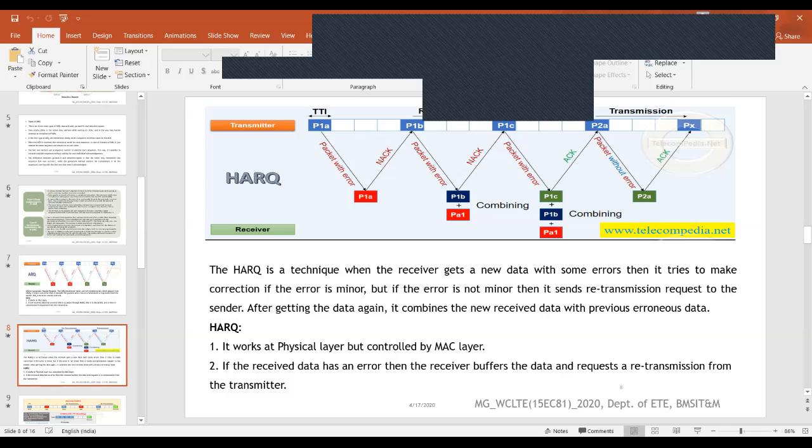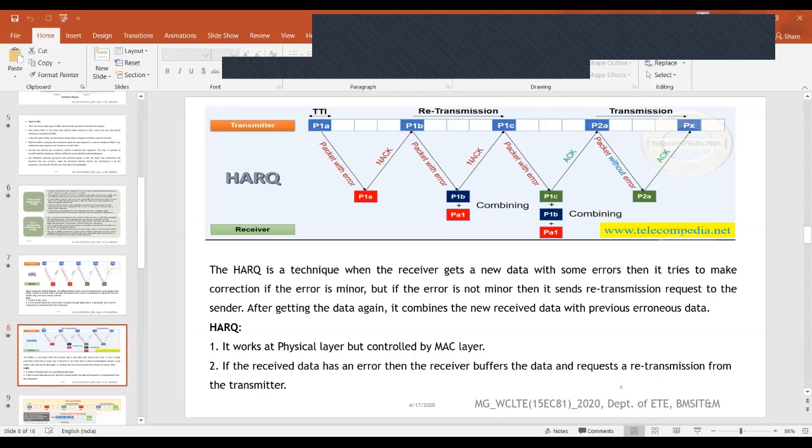So now what is happening? It receives with error, no? So the receiver will send the negative acknowledgement to the transmitter, right? So now the transmitter will send another packet, right, with only the redundancy bits, that is written as P1B. Okay, it will not send the same packet.